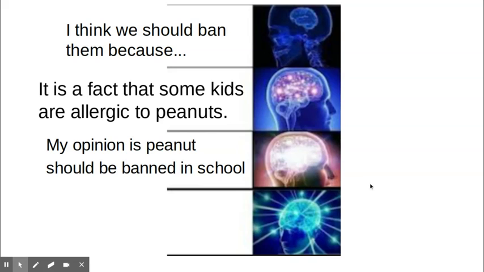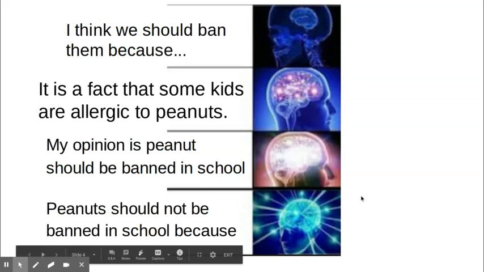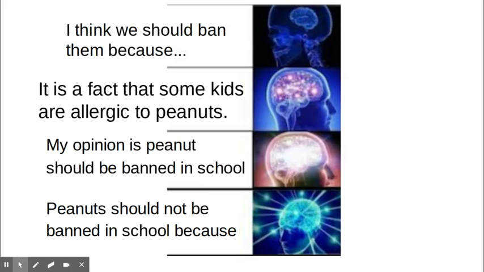So you don't actually have to state this very first part because it gets repetitive. If you want to sound super, super smart and state your claim right off the bat, you would say something like, peanuts should not be banned in school because, and then you would go on with the rest of your sentence. So when you're stating your claim, we want to avoid things like, I think, in my opinion, it is a fact. We want to stick with the very bottom one. We just want to say something like, peanuts should not be banned in school because, or if your opinion is, peanuts should be banned in school because.